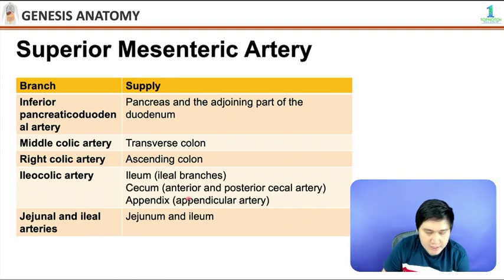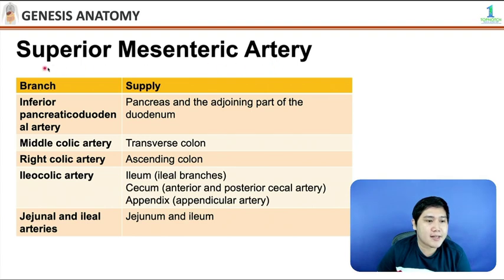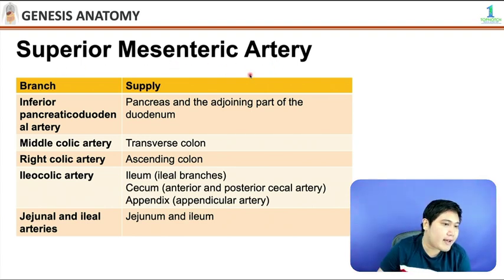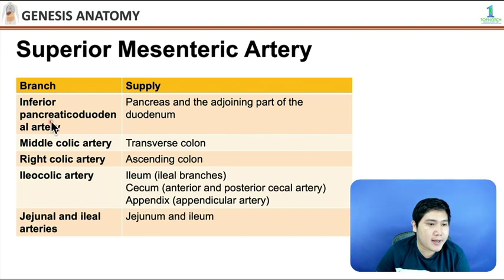Actually, that part is the most complicated. Your superior mesenteric artery has 5 branches. Your inferior pancreatico-duodenal will supply the pancreas and duodenum. Your middle colic will supply the transverse colon. The right colic will supply the ascending colon. Your ileocolic artery will supply the ileum and the cecum, and you have an appendicular artery to supply the appendix. So the blood supply to the appendix will be coming from your ileocolic artery.